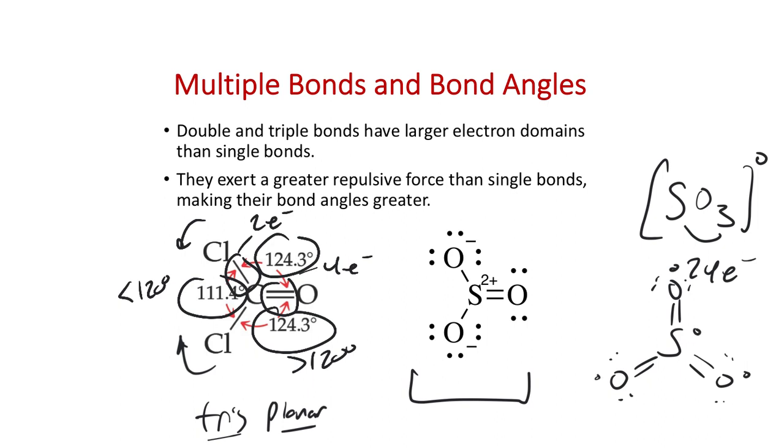And maybe this is actually a better Lewis structure, because in this structure here, I don't think we're going to argue that all those bonds are exactly the same as each other, so they repel each other exactly the same. So all these bond angles are perfectly 120 degrees.